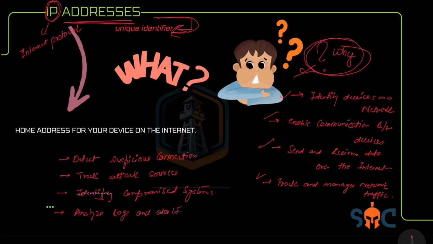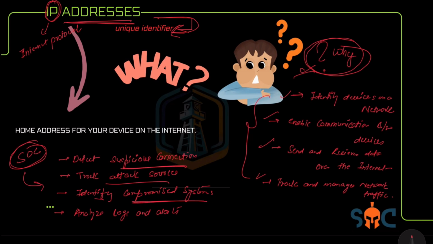Okay, so this is IP addresses, which are actually a unique identifier. Why do we need IP addresses? These are a few points because of which we need IP addresses. And if we see in respect to SOC, why does SOC need IP addresses? Detecting suspicious connections, tracking attack sources, identifying compromised systems, analyzing logs and alerts.